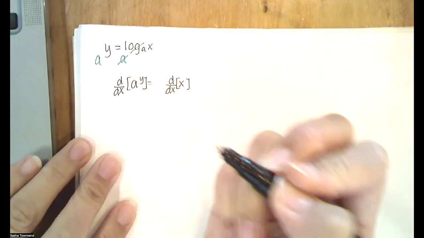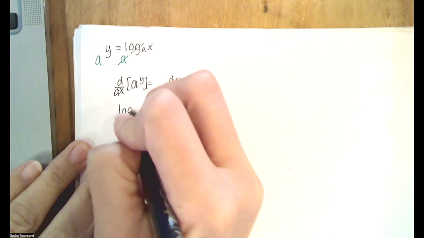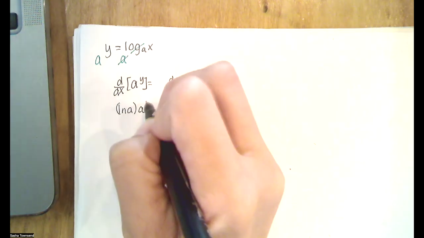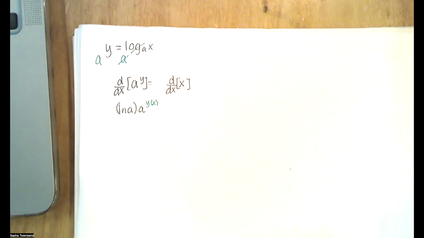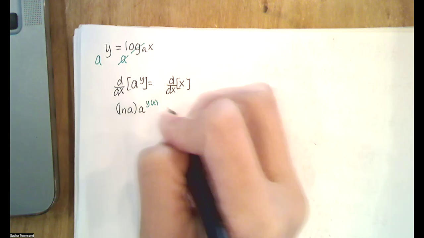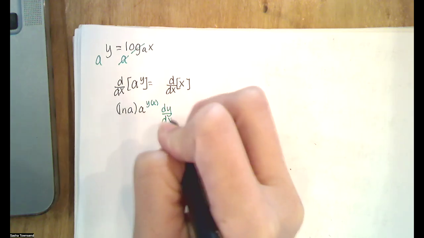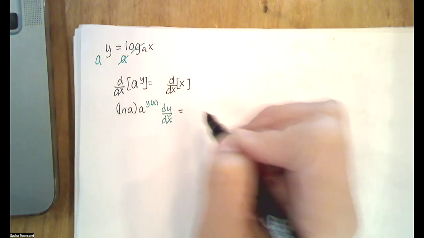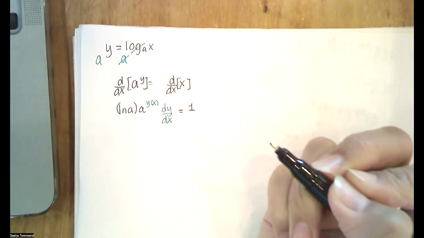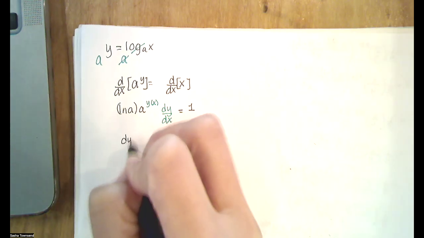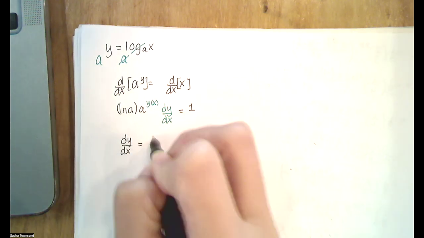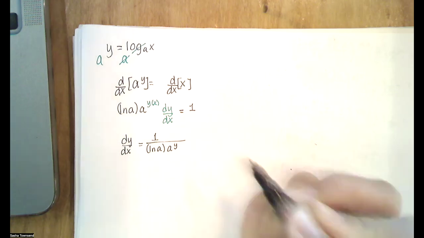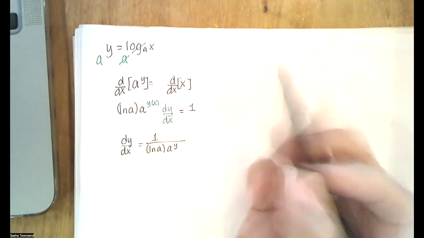The derivative of a to the y is natural log of the base times a to the y power. So you're substituting that inside function back in, and then you multiply by the derivative of the inside by the chain rule. It's also known as implicit differentiation because the variables don't match. And the derivative of x with respect to itself is just 1. So dy/dx is actually equal to 1 divided by natural log of a times a to the y. But a to the y is x.